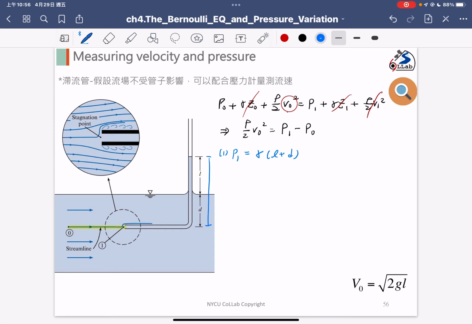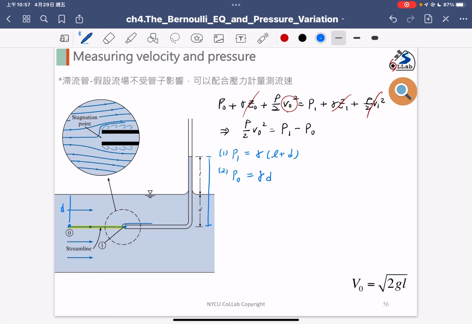Because point one is connected with the tube, the deflection height is equal to the pressure for point one. And P0? The P0 is far away from the tube in here. So the static pressure only relates to the water depth, right? Not just the water, the liquid depth. So the static pressure is equal to gamma D, right?